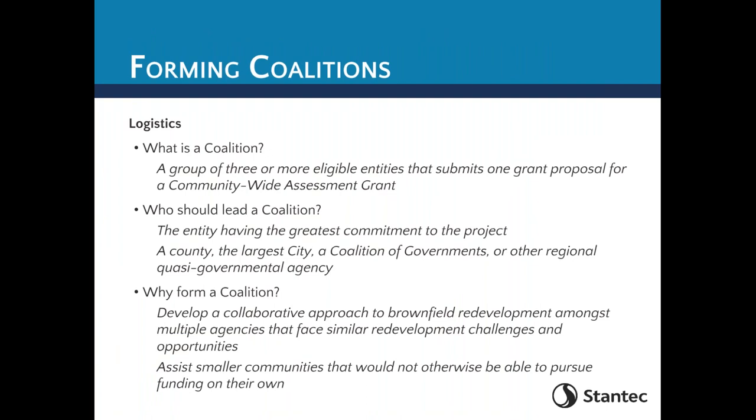So what is a coalition? A coalition is very simply a group of three or more eligible entities that works together to both submit one grant application for an assessment grant, and then they agree to partner together throughout the implementation period to successfully implement the grant. In general, the coalition lead, you have to identify one, they're the main applicant.